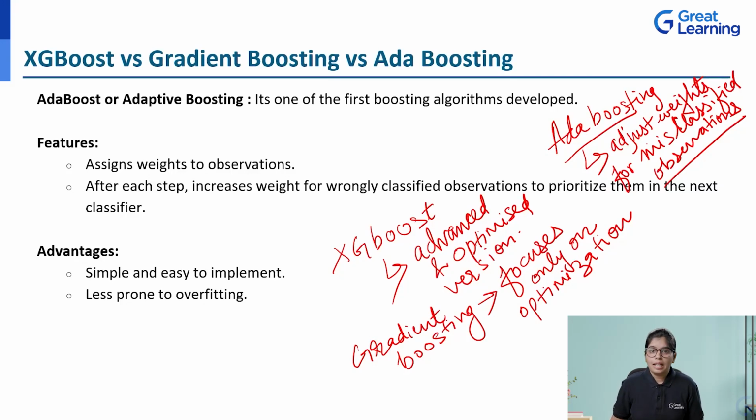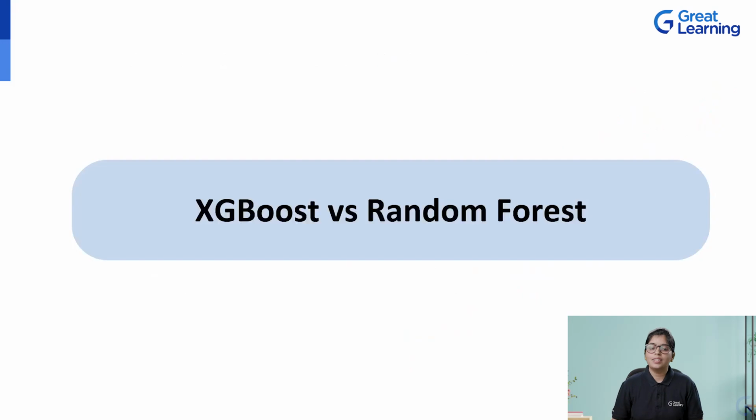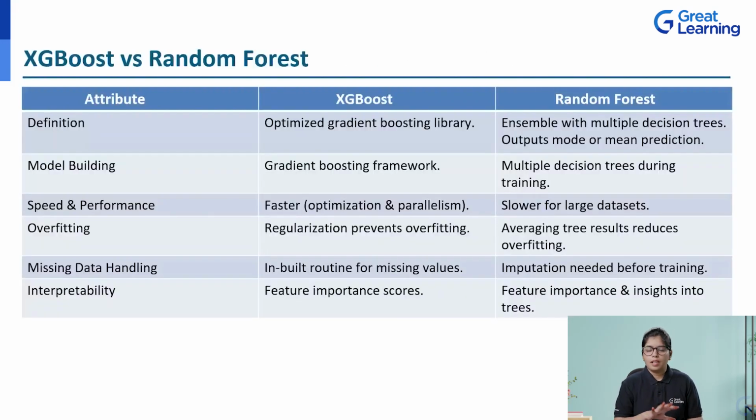Now we're going to understand XGBoost versus random forest. This is a complete picture of the difference between XGBoost and random forest. The first point is the definition: XGBoost is an optimized gradient boosting library, and random forest is an ensemble of multiple decision trees whose output is the mode or mean prediction.